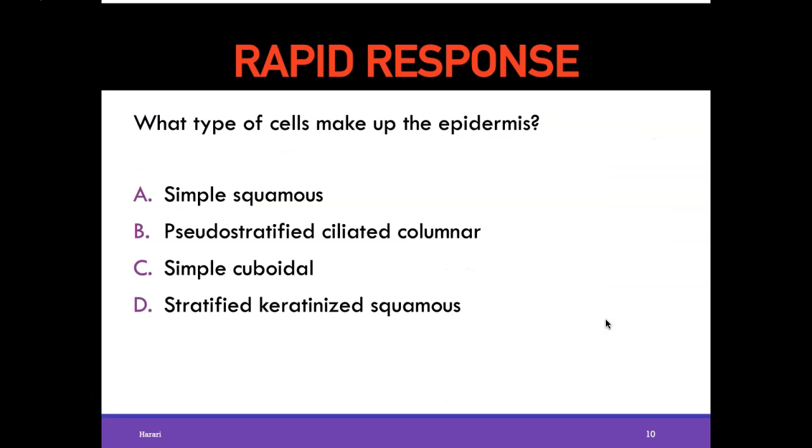What type of cell makes up the epidermis? So pause here and answer this question. And the answer is D, right? Stratified keratinized squamous.